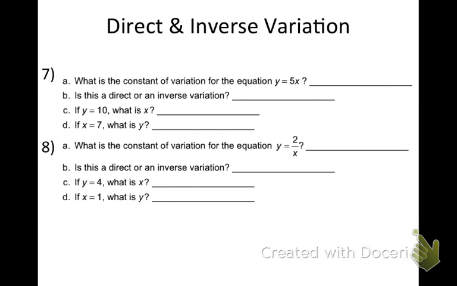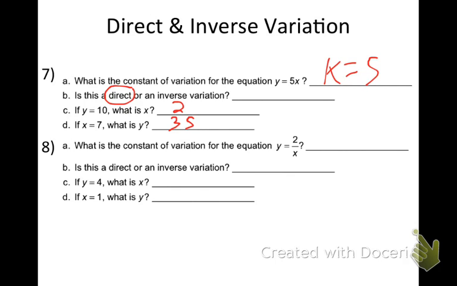So number 7, the constant is 5. Is that direct or inverse variation? That is direct. Letter C. If y equals 10, what is x? So if you plug 10 in for y, what does the x value have to be? 2. Letter D. If x equals 7, what is y? Y has to be 35. That's all it's asking there.